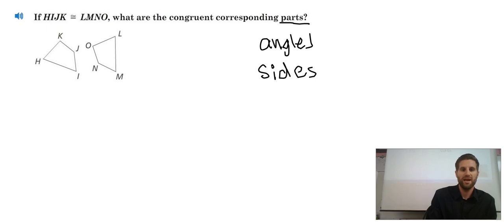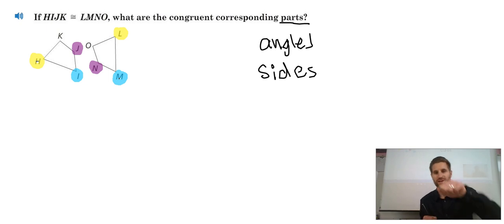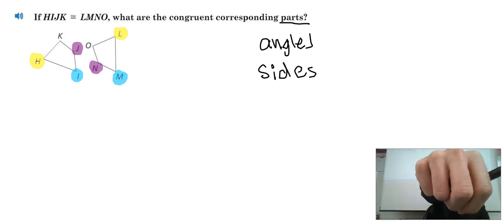But when we look at H, that's going to correspond to L. Again, we're using our congruency statement to help us out. When we're looking at I, we're going to correspond it to M. Again, I'm getting everything here from my congruency statement. And when I want J, I know it's going to correspond to N. And the last one is going to be KO because it's a knockout.